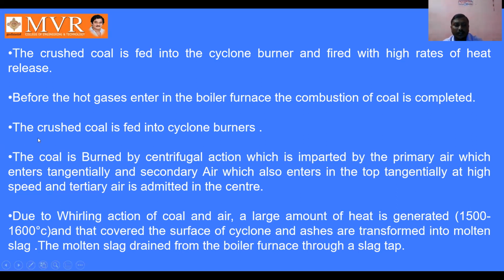Here the coal is burned by centrifugal action, which is imparted by the primary air which enters tangentially, and secondary air which also enters at the top tangentially at high speed, and tertiary air is admitted in the center. Due to the whirling action of coal and air, which rotate at very high speed, a large amount of heat is generated, from 1500 to 1600 degrees Celsius, and that covers the surface of the cyclone.